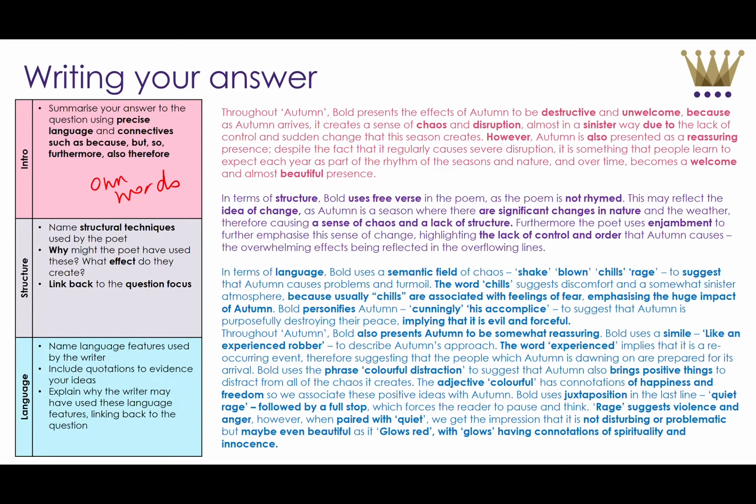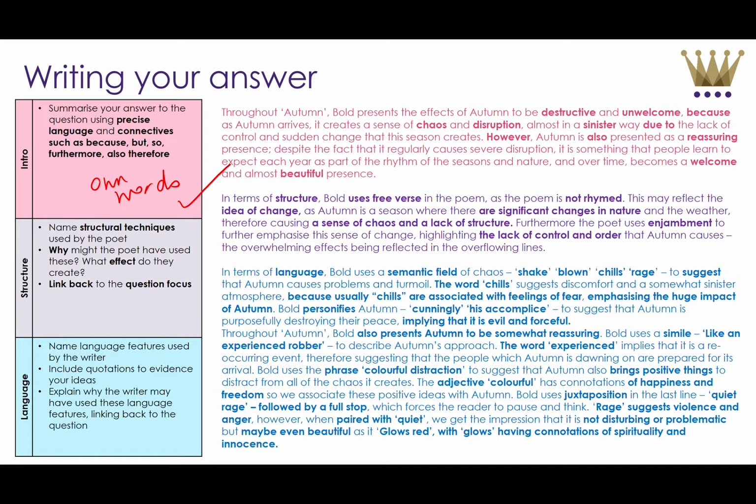However, autumn is also presented as a reassuring presence. Despite the fact that it regularly causes severe disruption, it is something that people learn to expect each year as part of the rhythm of the seasons and nature, and over time becomes a welcome and almost beautiful presence. So I've made sure that in my introduction I've included all of the ideas that I picked out earlier in my plan. I'll tick that.